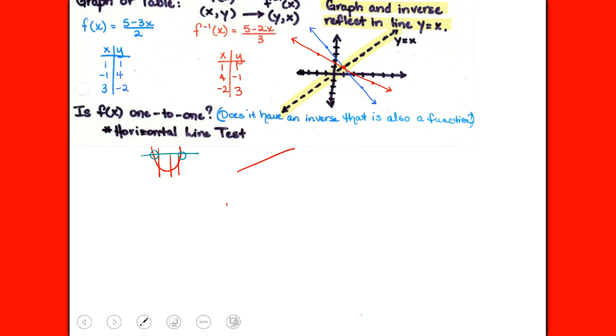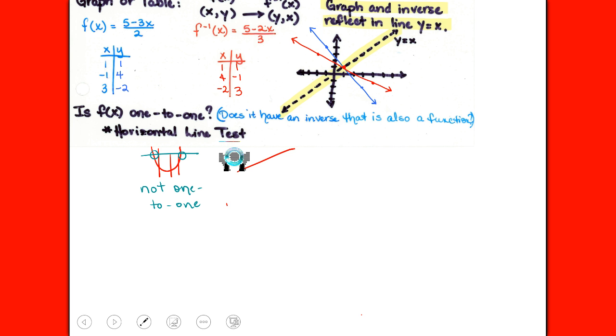So for me to have a one-to-one function, my original and my inverse both have to be functions. This original was a function, but its inverse was not, so it was not one-to-one. Here's the simplest way. If you pass the vertical line test and the horizontal line test, your function is one-to-one. If it doesn't, then it's not.